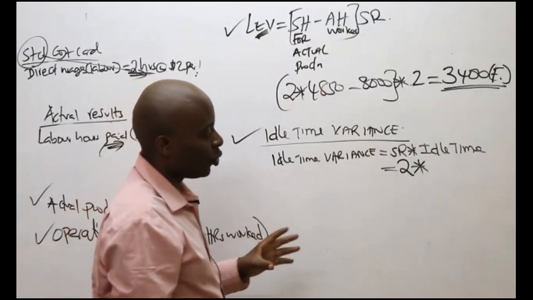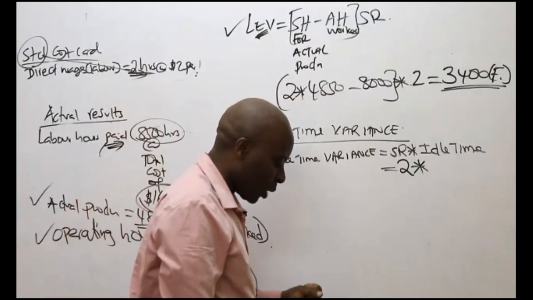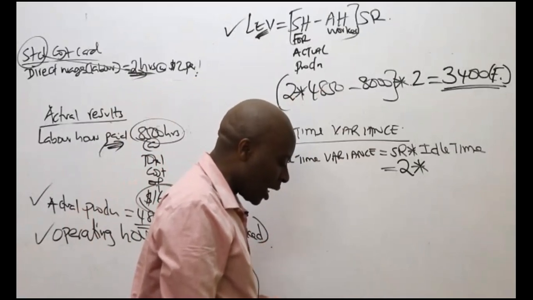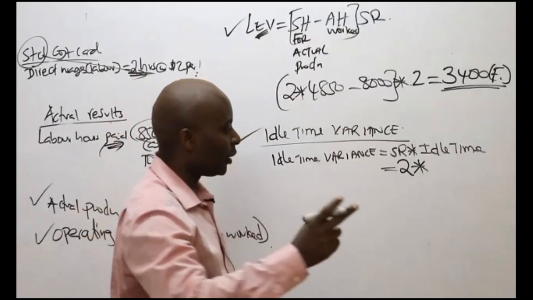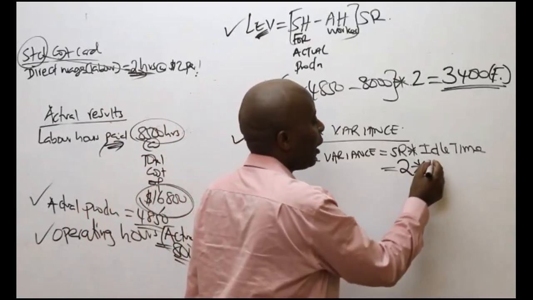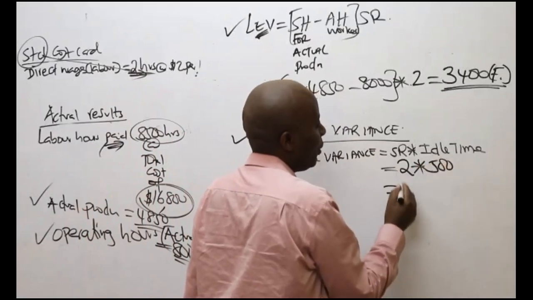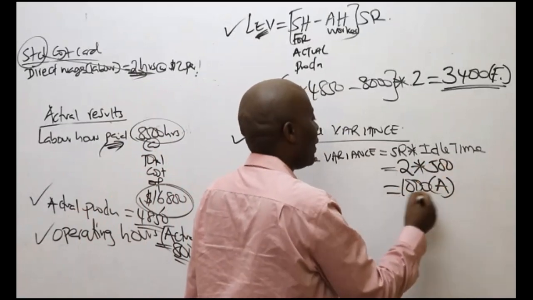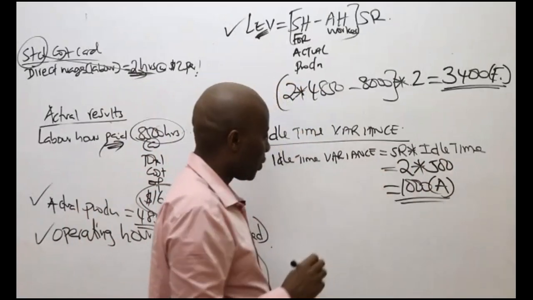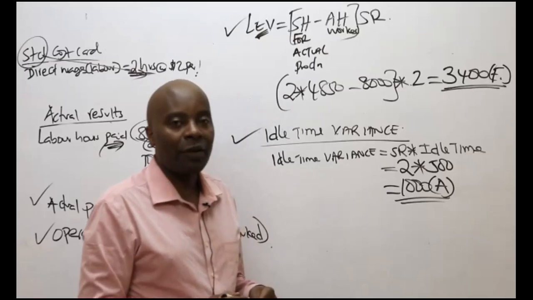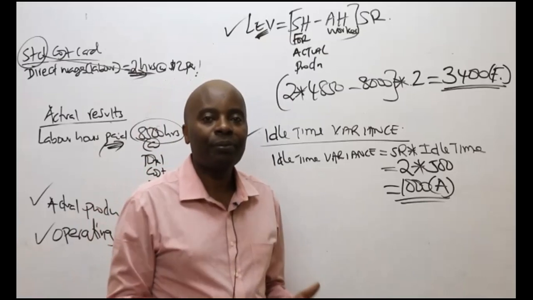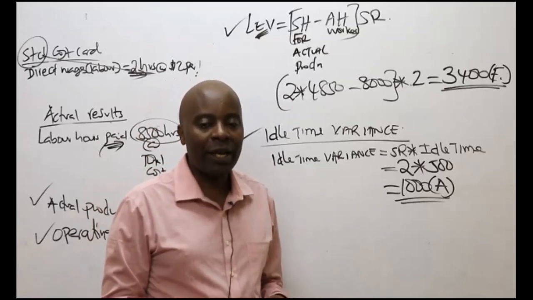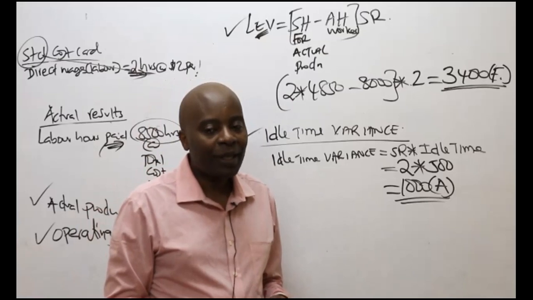So then we have here two times idle time. Remember, we paid these people to work for us for 8,500 hours, but they only gave us 8,000 hours. So I can see some room there of idleness. So we have here two times the idle time, which is 500, which gives us 1,000 adverse. Remember, all idle time variances are adverse. There is no employer who will be happy paying workers who are not working for him.